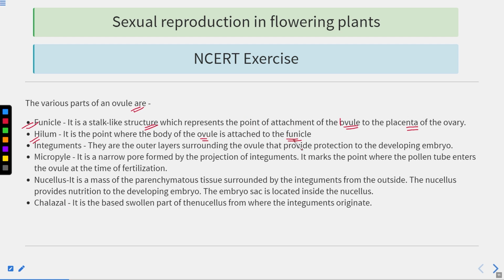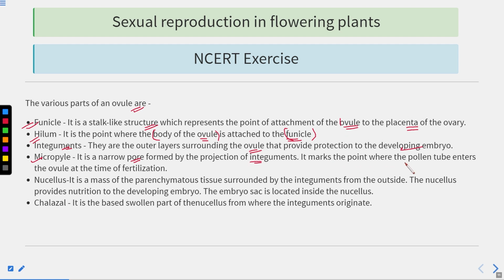I've already shown you in the image: the point where the body of the ovule is attached to the stalk of the ovule, which is known as the funicle. Integuments are the outer layers surrounding the ovule that provide protection to the developing embryo. There were two integuments, the outer integument and the inner integument. Now, micropyle. What is micropyle? It is a narrow pore formed by the projection of the integuments.